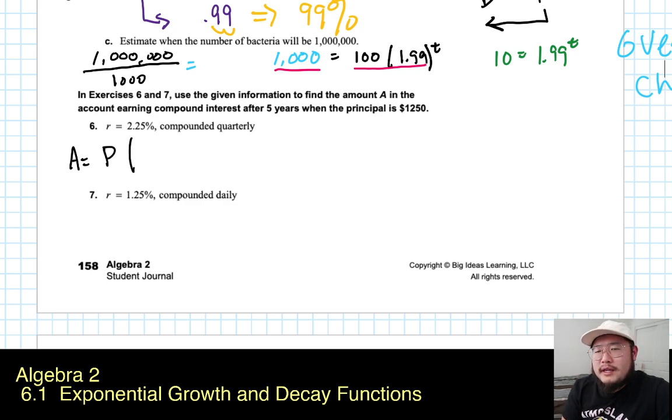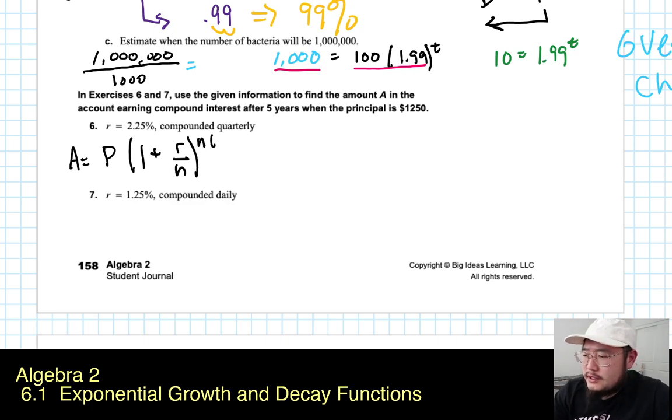Now, one of the key things when it comes to these types of problems is that anytime you see interest, you've got to make sure you take the interest and rewrite it to a decimal. If not, your numbers are going to be all wrong.